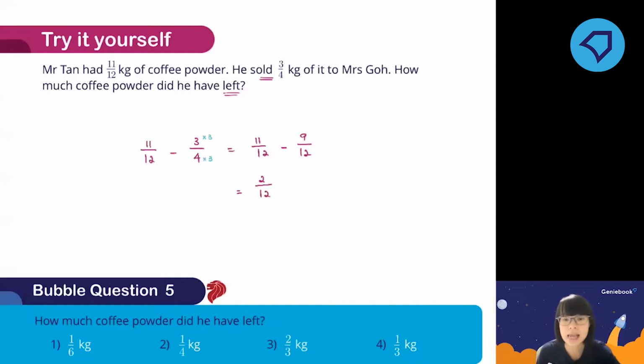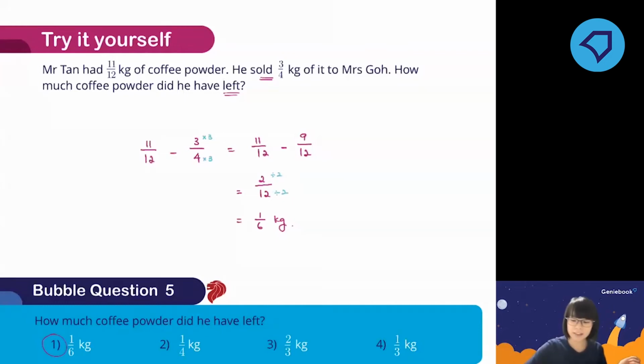The denominator remains the same, and we can simplify. All right, we can simplify over here. That means we need to divide by 2 and divide by 2. Okay, so we are going to have 1 over 6 kg left. So the answer would be option number 1.